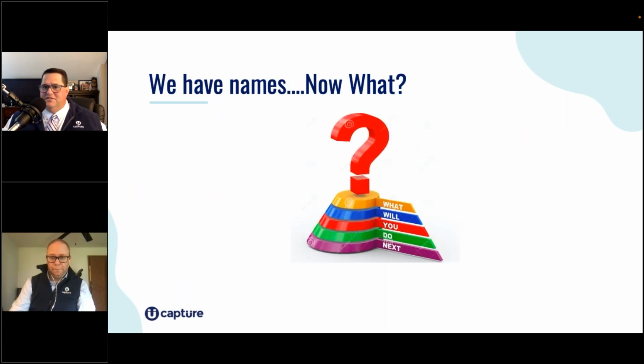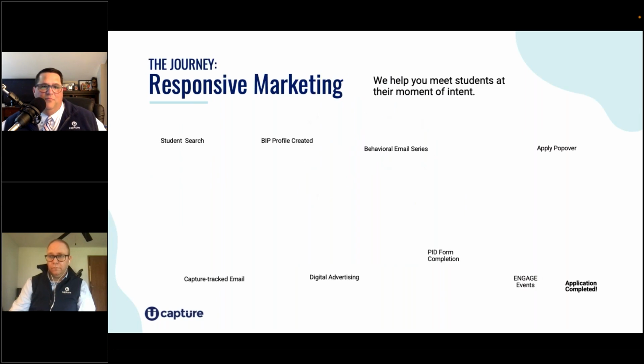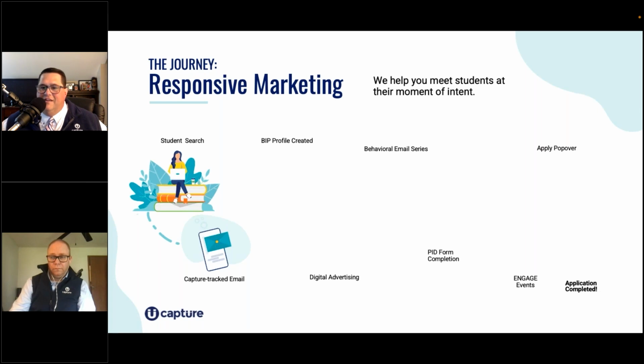So now that we have all these names, what do we do now? And Joe, you kind of alluded to that. One of the things that we talk about is responsive marketing. This is what we do. We help identify the student where they are in the process and nudge them along. So here's the student search. We have purchased that student's name and we've started to work with that student. So we have a capture tracked email that would go out. All of a sudden, their behavioral intelligence platform, or BIP, profile is created.